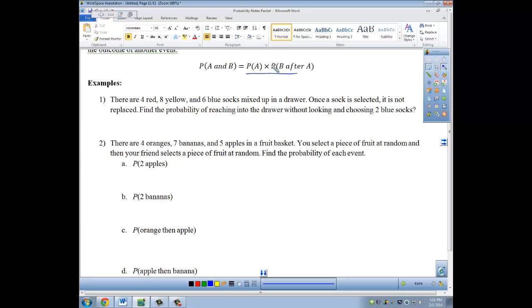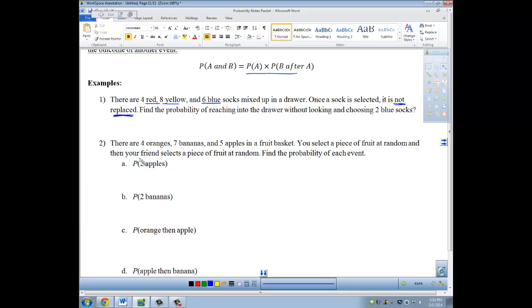So example 1, there are 4 red, 8 yellow, and 6 blue socks mixed up in a drawer. Once a sock is selected, it is not replaced. So that is the key phrase for figuring out that it's dependent. It is not replaced. If the socks were replaced, it would then become independent because it doesn't matter what you picked the first time since you're going to put it back. You still have the same options when you choose the second time. So since it is not replaced, that is why it is a dependent event.